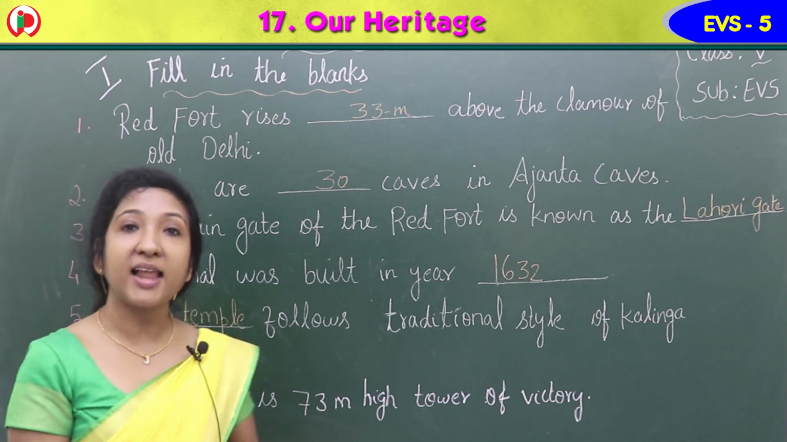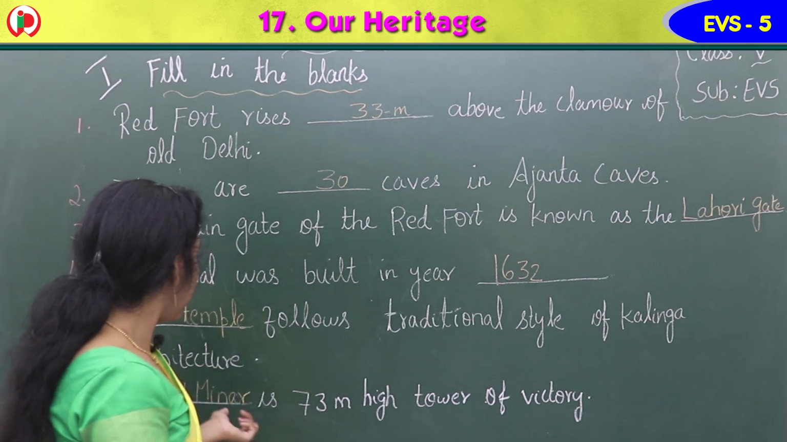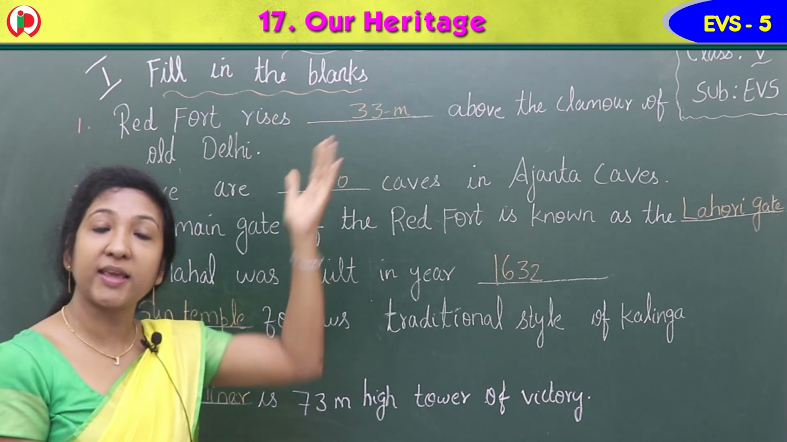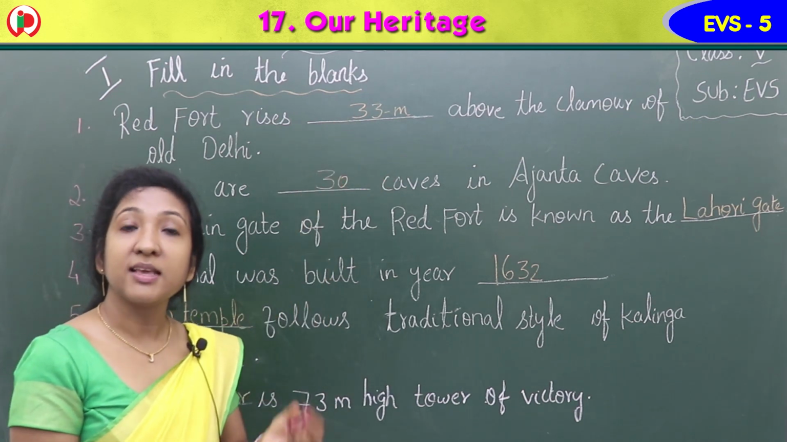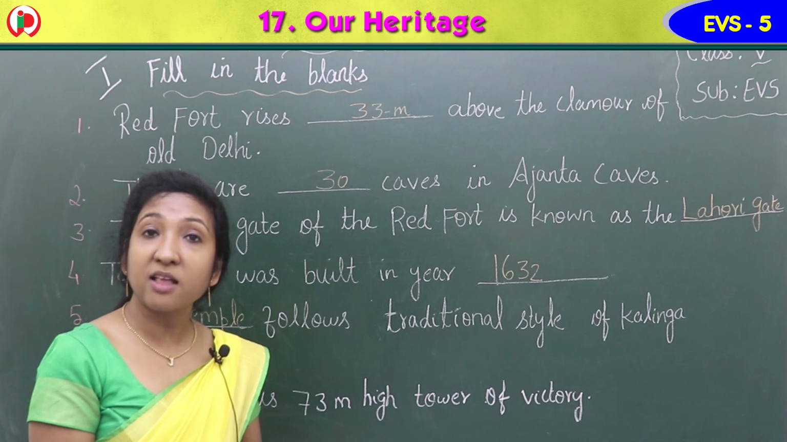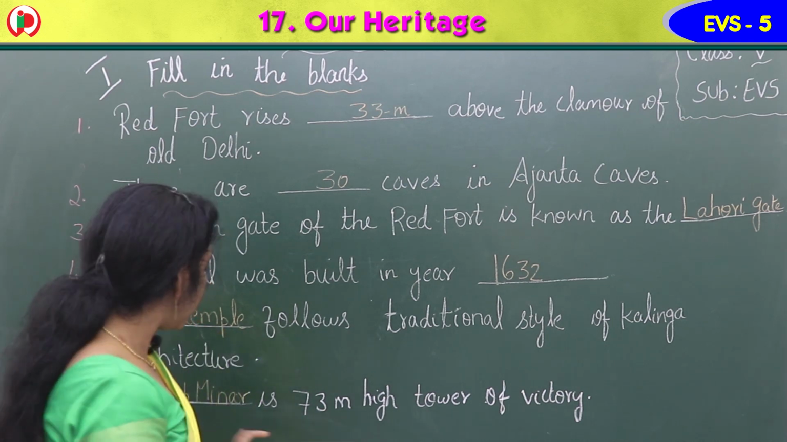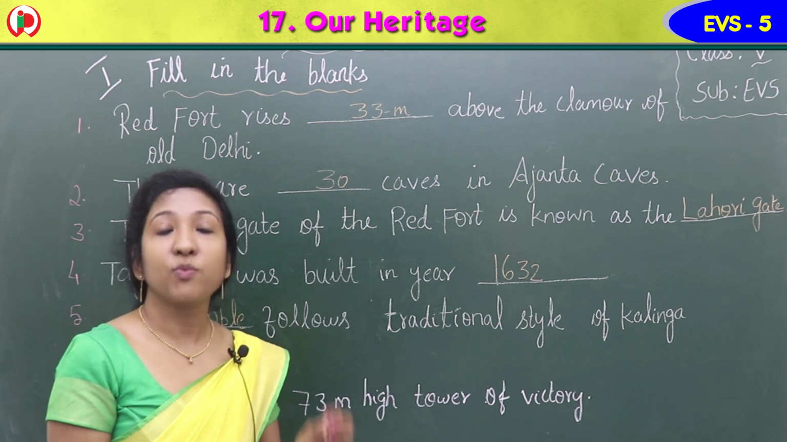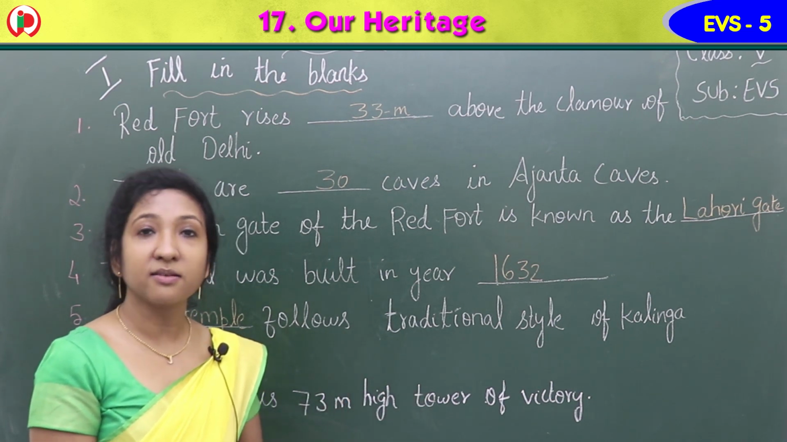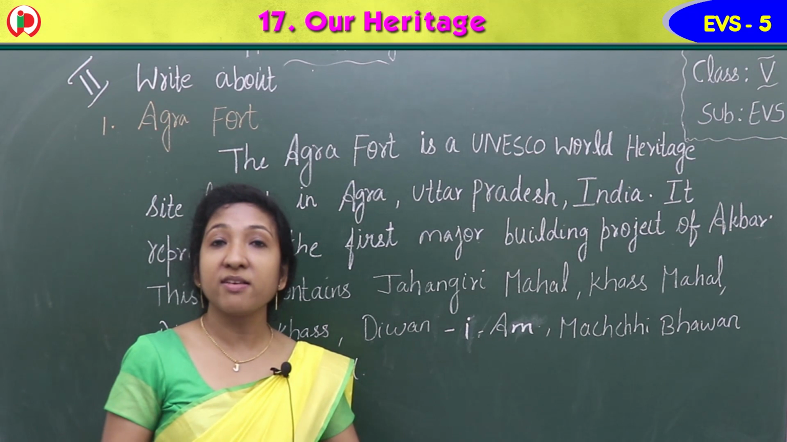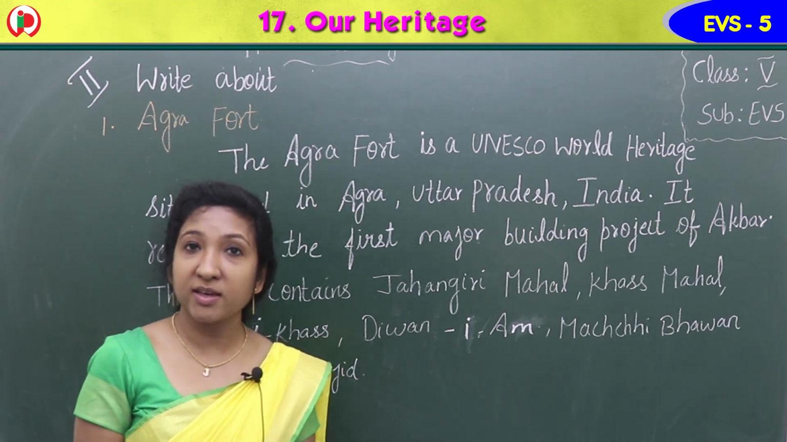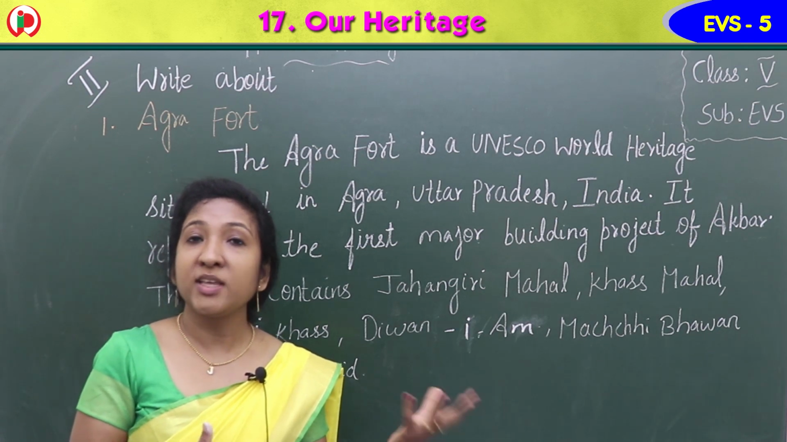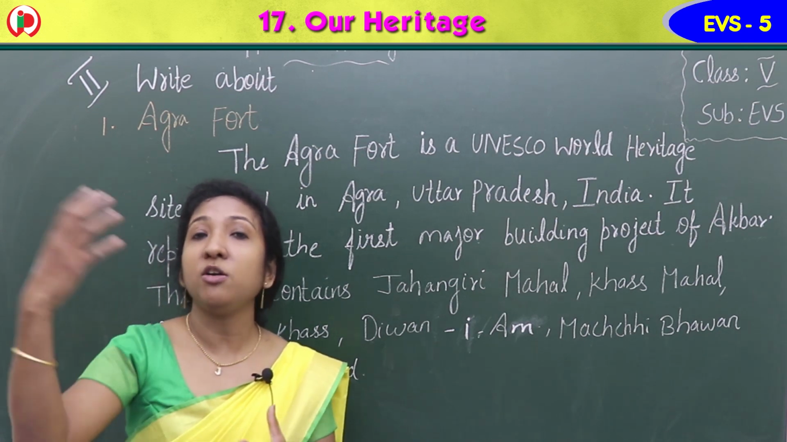Then the sixth one, the last fill in the blank is dash is 73 meter high Tower of Victory. Which building is it? Yes, Qutub Minar, the highest stone tower in India. So Qutub Minar is 73 meter high Tower of Victory. Okay, children? Yes, children, so our next exercise in the workbook is exercise 2, write about. So here there are a few things given. You have to write about those questions.